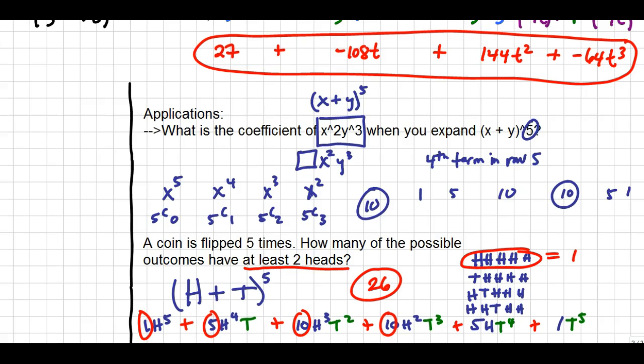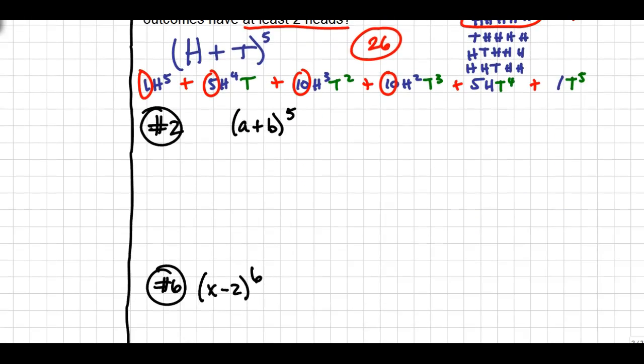Students do need a bunch more practice with the binomial expansion or the binomial theorem, so I want you to try numbers 2 and number 6 from the homework right now. Try to attempt these without using your notes. You can consult Pascal's triangle to get your coefficients because you'll have that available on your next quiz. Pause the video, give these 2 a try.